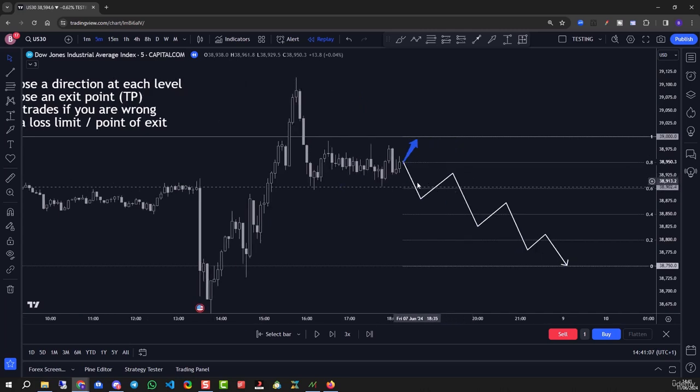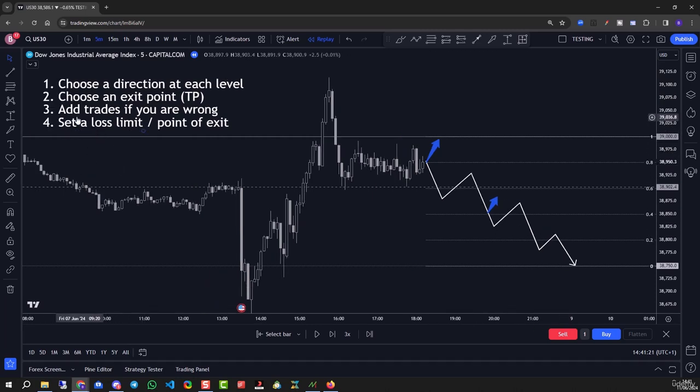That's absolutely fine. You could then wait for the next level, and maybe you think this level here is a much better level, in which case you stick on your buy trade, okay? And that's literally all you have to do: you choose which levels you are going to add trades at if you're wrong. So point number 3, you're just choosing when you want to add trades and when you don't want to add trades. Now, let me do a quick example so you can see how the maths actually plays out.